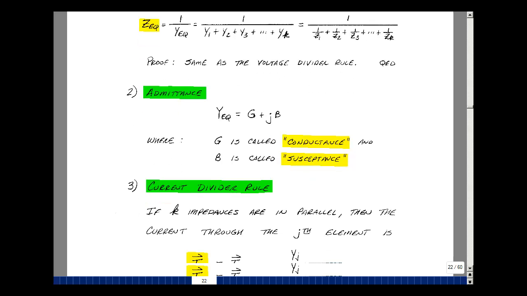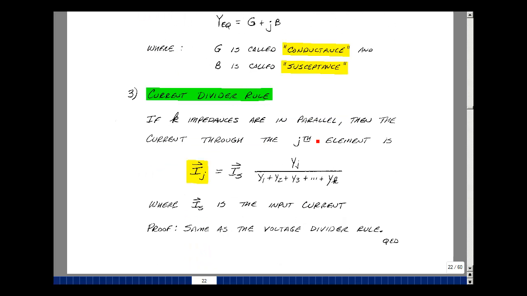Lastly, let me state the current divider rule. If I have K impedances in parallel, again, they share the same voltage, then the current through the jth element is I sub S, which is our input current, times Y sub J over the sum of Y1, Y2, Y3 through Y sub K. And again, it'd be the same argument we just gave in the voltage divider rule proof. These are some of the theorems that have mapped from the time domain to the frequency domain.